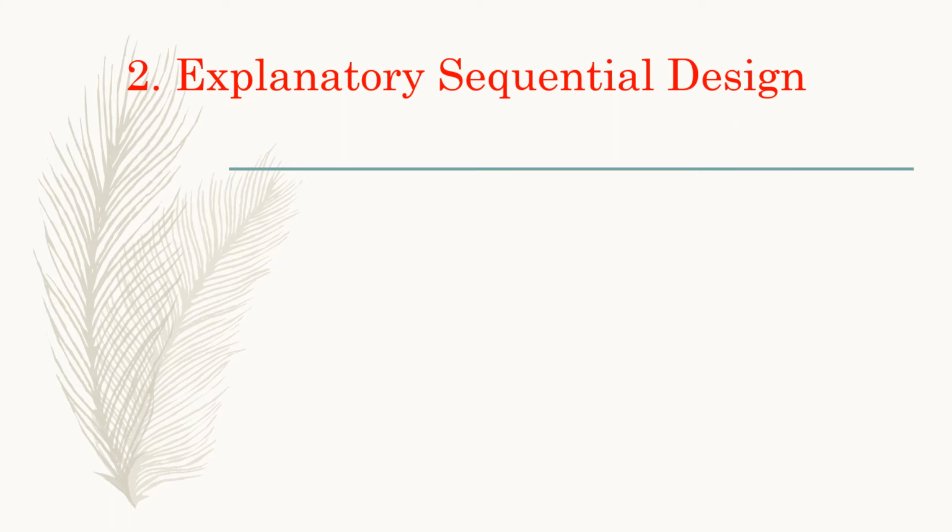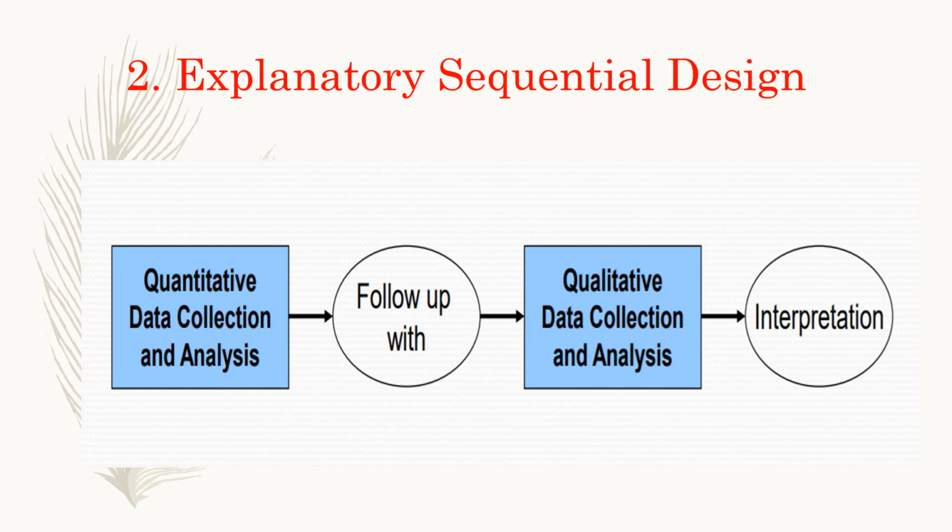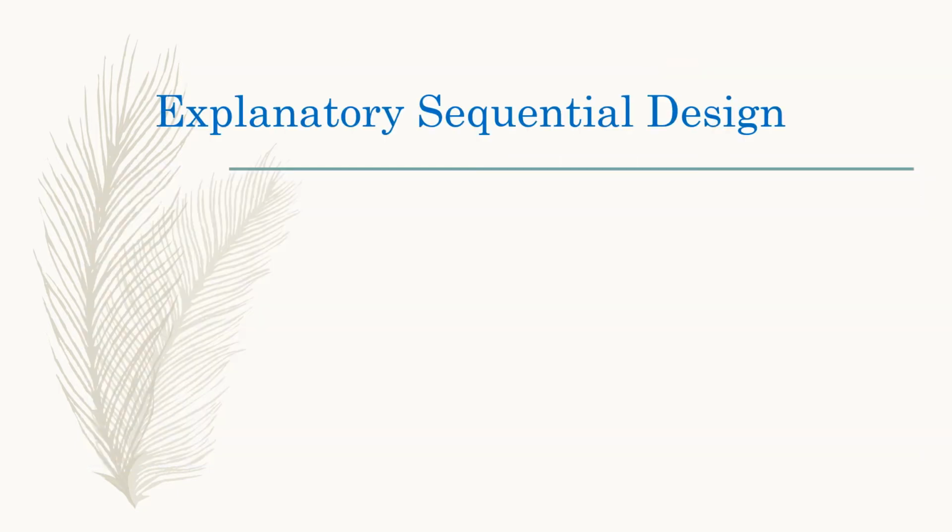Next, here's your explanatory sequential design. When you say explanatory, it is quantitative data collection and analysis, then followed up with your qualitative data collection and analysis, and then you will do your interpretation. So explanatory sequential design starts by collecting and analyzing quantitative data, then collects and analyzes qualitative data in the second phase as a follow-up to the quantitative results.